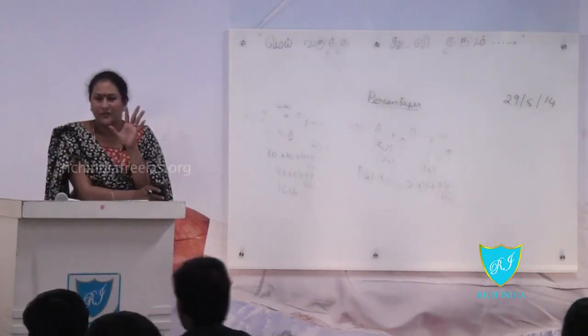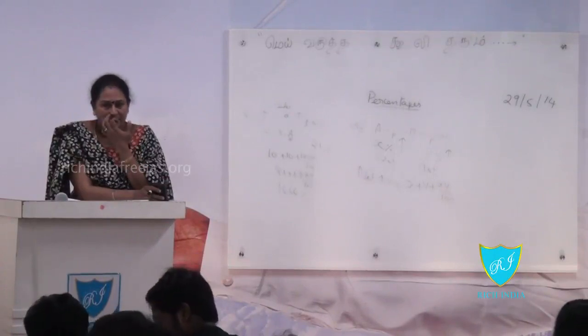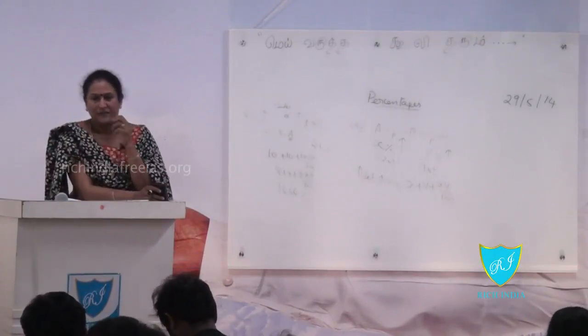என்னாச்சு? Fifth question புரிஞ்சுதா? புரியல. இது புரிஞ்சுதா?